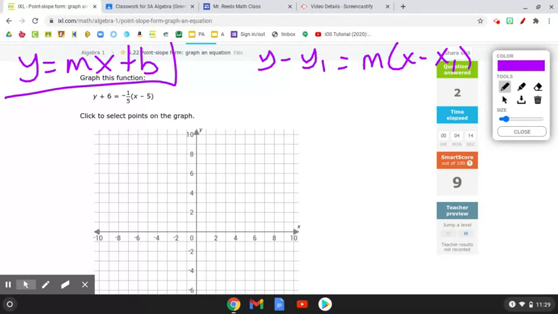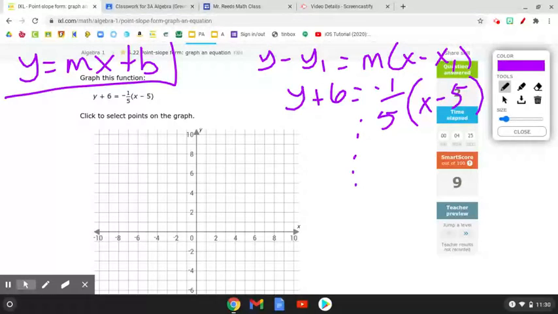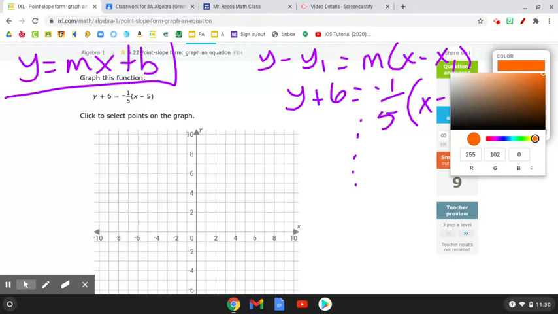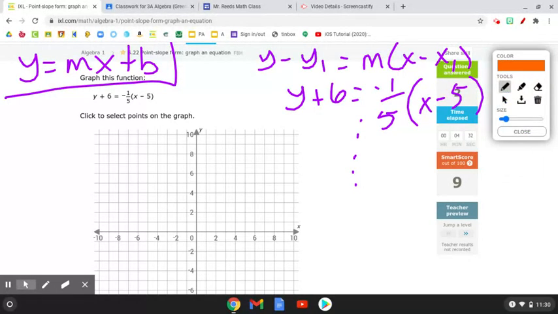So our equation is y plus 6 equals negative 1/5 times x minus 5. We're going to solve for y because we want y by itself. The first thing we're going to do in this equation is the distributive property. Negative 1/5 times x is negative 1/5 x, and negative 1/5 times negative 5, a negative times a negative is a positive, and that's 5 over 5, which is going to be 1.